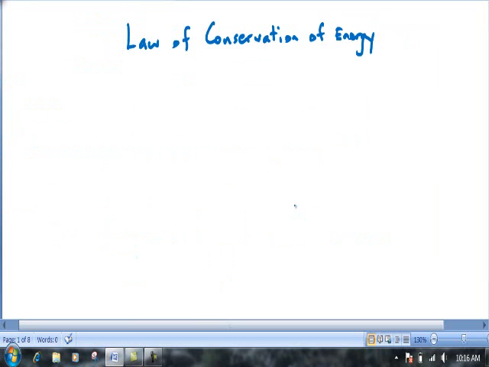Another concept we'll be using in this unit is the law of conservation of energy.